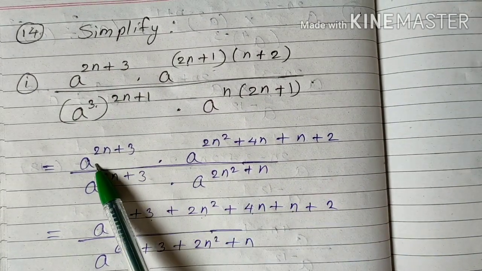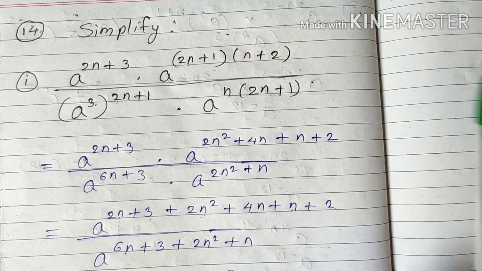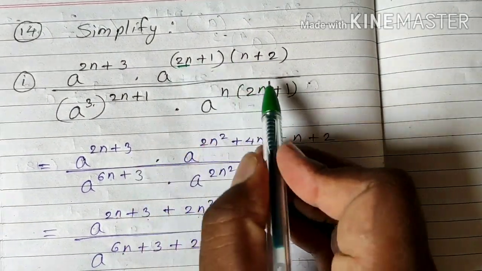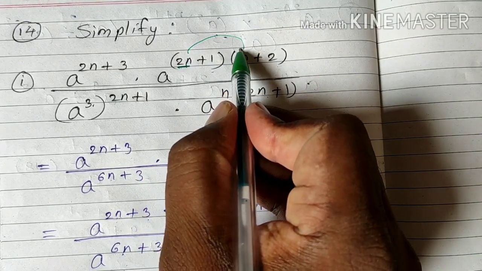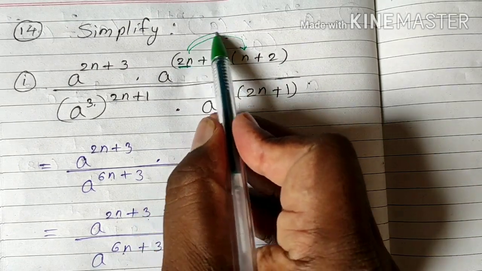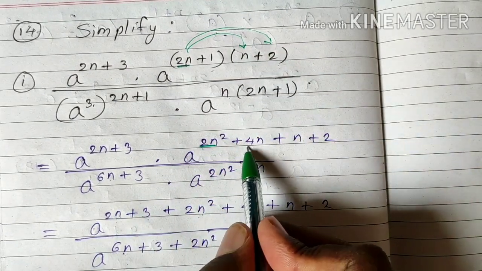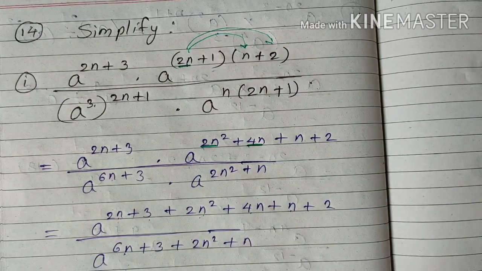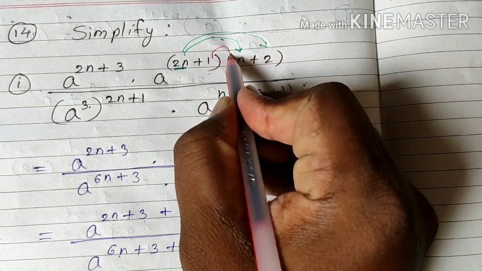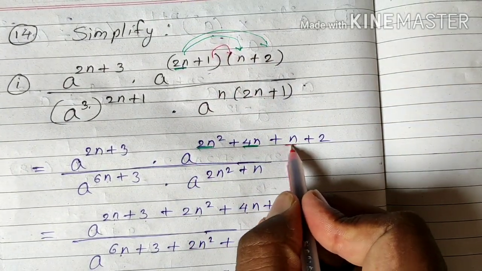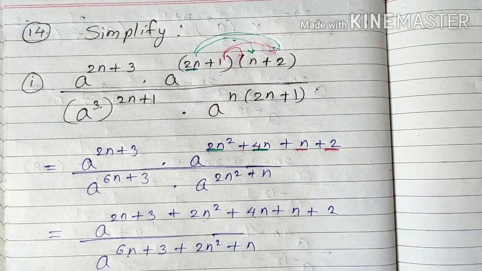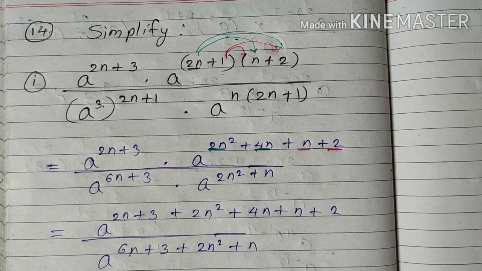First, as it is over there, multiplication of these two brackets. So when we multiply 2n to the bracket, 2n into n is 2n square. 2n into 2 gives us 4n, right? And similarly, 1 multiplied by n gives us n, and 1 multiplied by 2 gives us 2. Understood this thing? Okay.